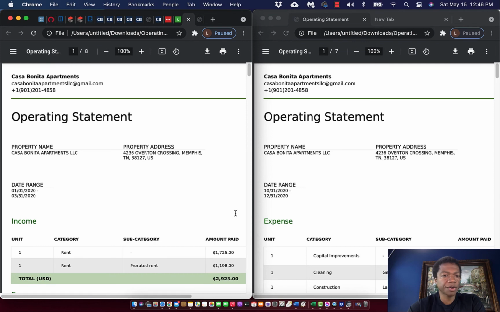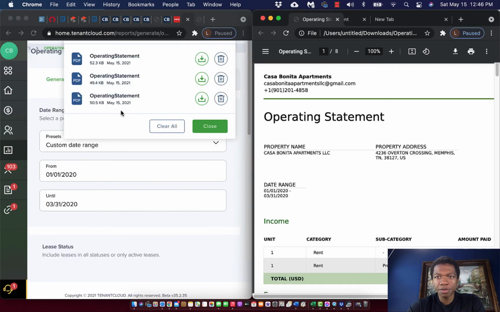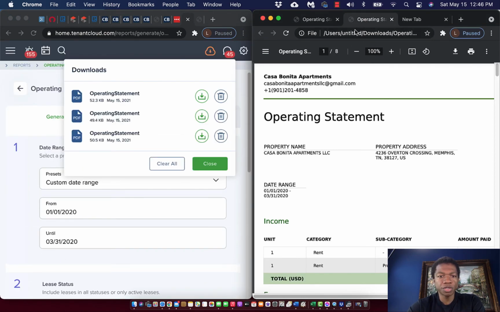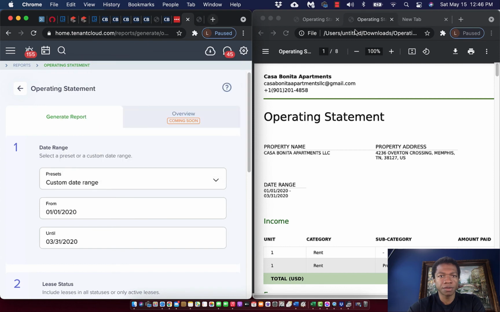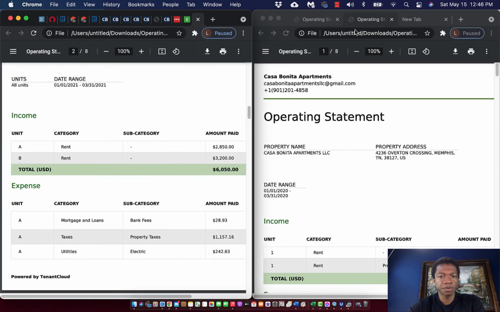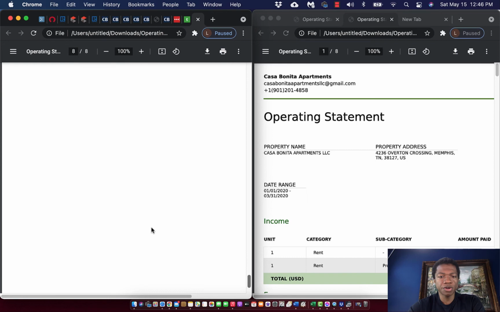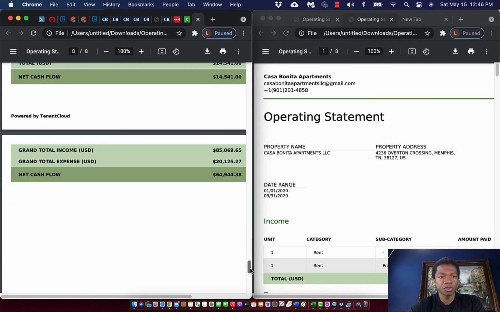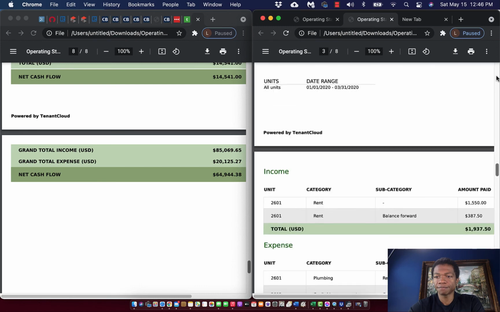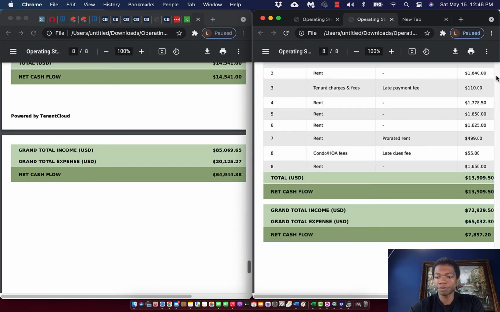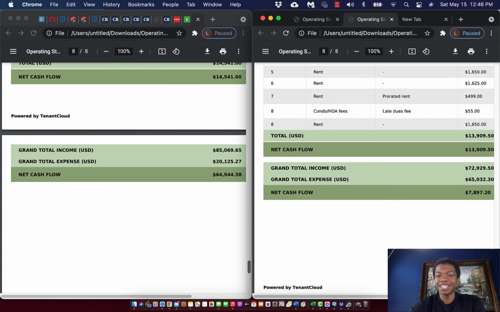All right, so this is our first quarter of 2020. So let's move this over. So our first quarter of 2020, and this is our first quarter of 2021. And in our first quarter of 2021, we can see we brought in 85,000. And in the first quarter of 2020, let's see what we brought in. So we brought in 72,000 in the first quarter of 2020.